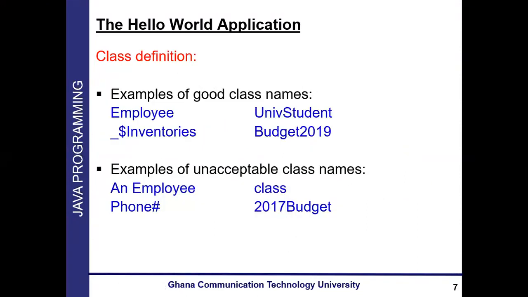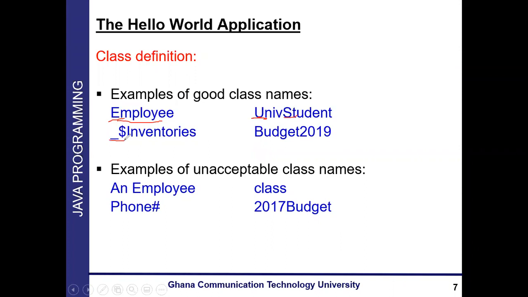So we have an example here. Good class names. So we have Employee. This is acceptable because it starts with a capital letter, and remember we said Java class names must always start with a capital letter. This one is also acceptable because once you start with a capital letter, it doesn't matter whatever follows. It can have small letters or whatever.